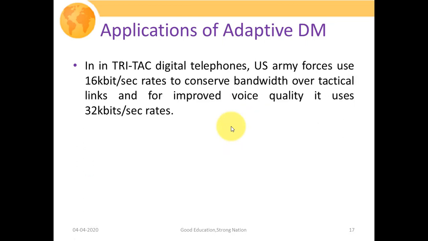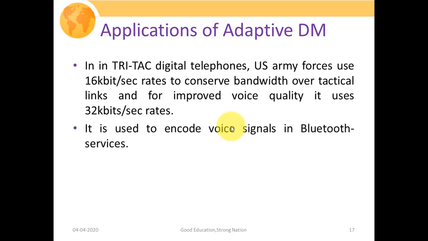In a system called TriTac digital telephones, the US Army Force has used 16 kilobits per second rates to conserve the bandwidth over the tactical links, and for improved voice quality they have used 32 kilobits per second rates. So this is also an application of adaptive delta modulation where the US Army uses this particular modulation scheme. It is also used to encode the voice signal in Bluetooth services, such as the Bluetooth enabled devices we have nowadays, like speakers, Bluetooth headsets, etc.